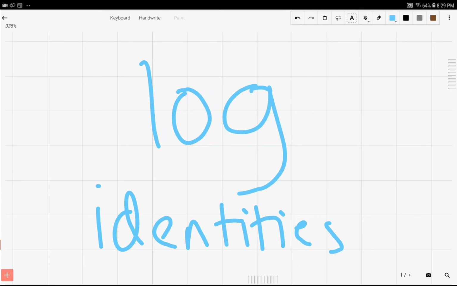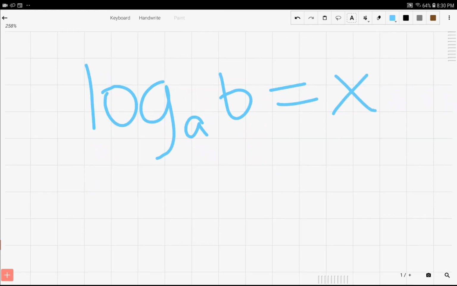Hello everybody, in this video I'm going to be going over some quick logarithmic identities that are extremely useful for any sort of exponential problem. Now the first thing that we're going to do is define what log basically means.